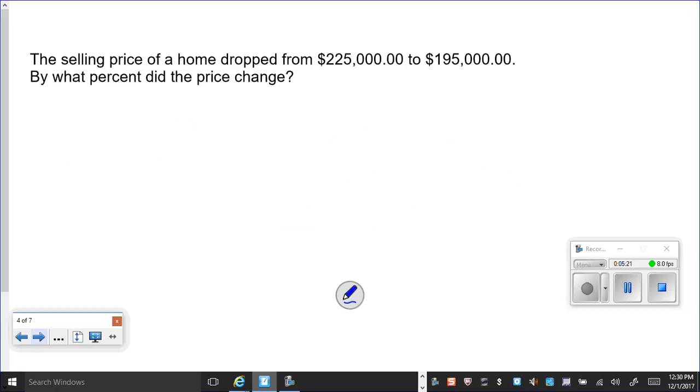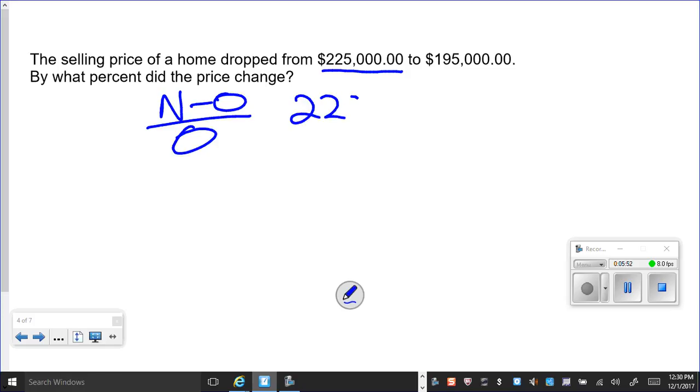And our final sample problem, the selling price of a home dropped from 225,000 to 195,000. By what percent did this price fall? Okay, we know that the price dropped. So for something to drop, that means it has to start at the top and go to the bottom, right? So the highest number is going to be our original. Always write your formula, new minus original divided by original.